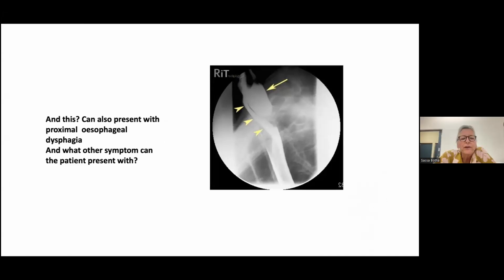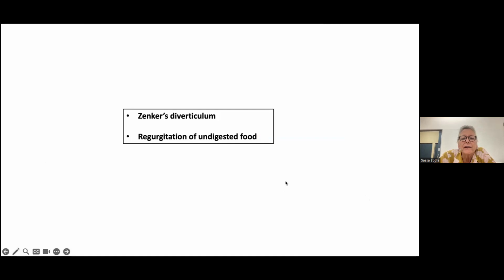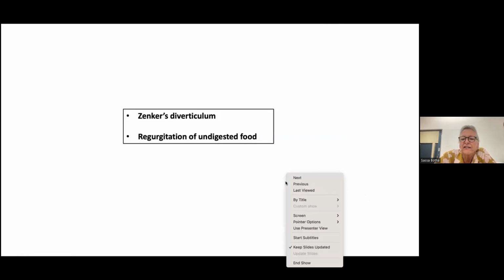That's right. And what are the symptoms associated with these patients? All the dysphagia, and then food coming out of the diverticulum back into the throat afterwards, hours later. What's typical is regurgitation of food. What about that food that gets regurgitated? It's undigested, and it's not acidic. So it's your Zenker's diverticulum and regurgitation of undigested food.